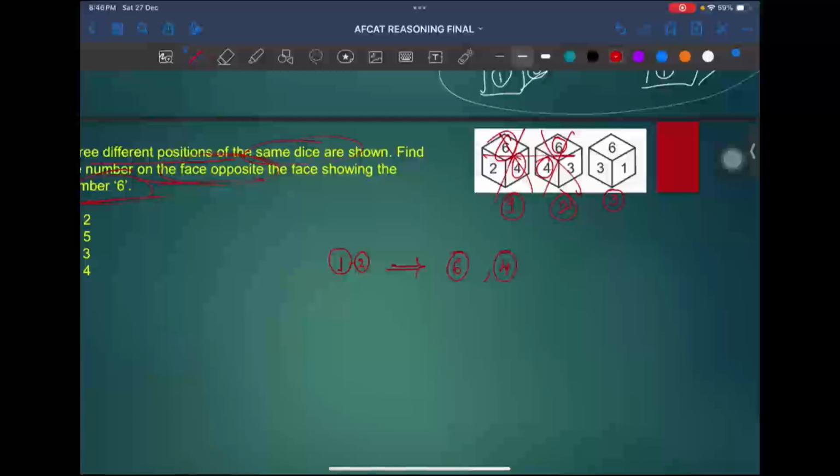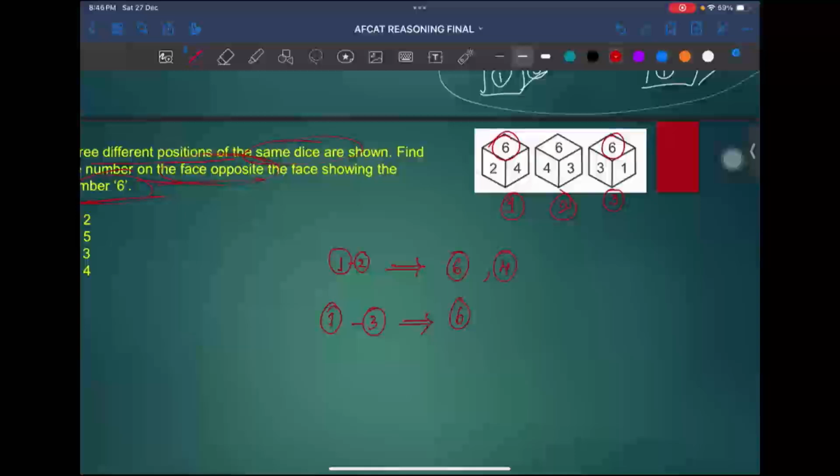Now for the time being, I'll take 1 and 3 as a second choice. I just need to find what are all the common numbers between 1 and 3. 6 will be the first common number, 6 and 6 are the same common number. And I just need to cross verify if there is any other number which is common between first dice and third dice. Here we have 2 and 4. Here we have 3 and 1.